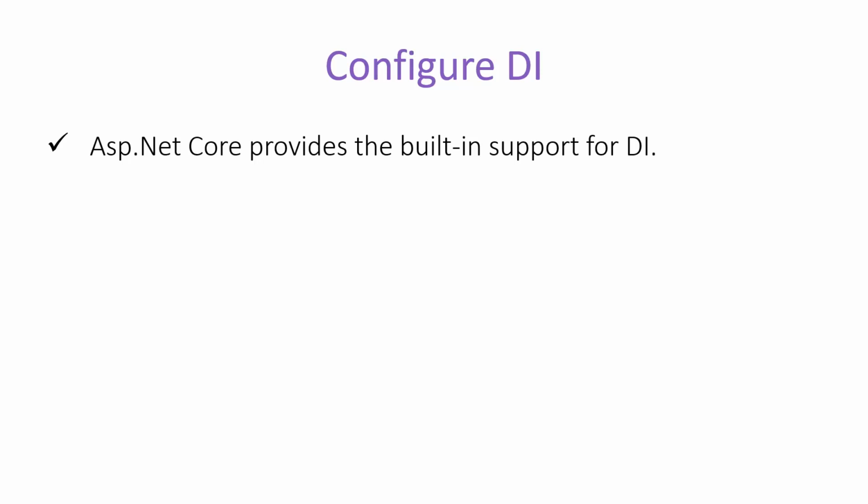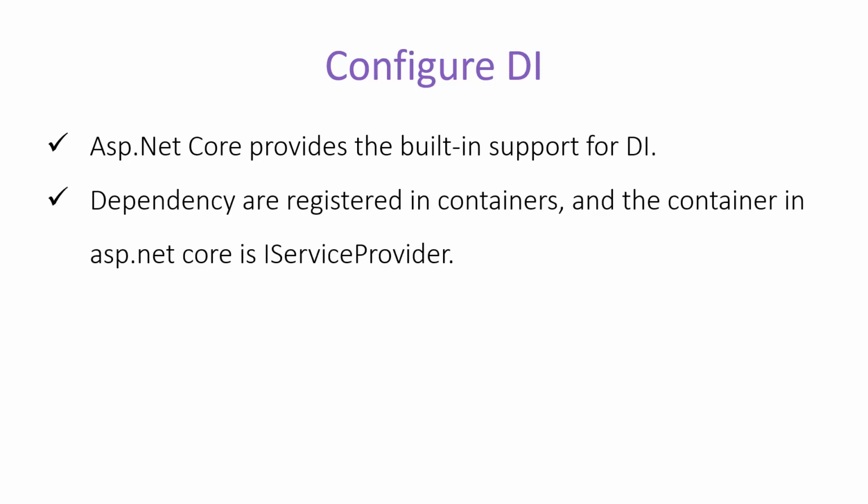Now let's understand how we can configure dependency injection in ASP.NET Core. ASP.NET Core provides built-in support for dependency injection. If you are coming from an ASP.NET MVC background, then over there, if we were using dependency injection, we needed to install some third-party library, such as Autofac, etc. But here, if you are using ASP.NET Core, then there is no need to install any third-party library. The support of dependency injection is given by default.